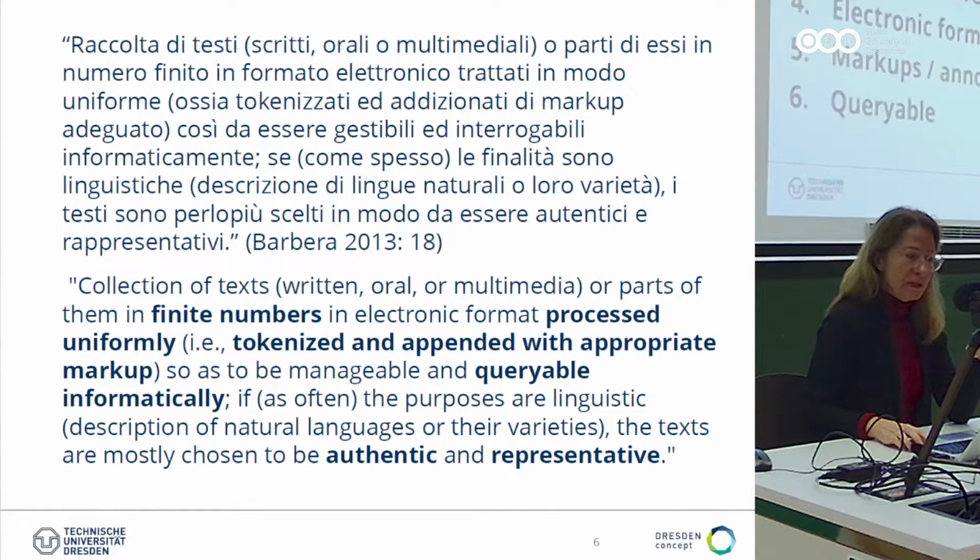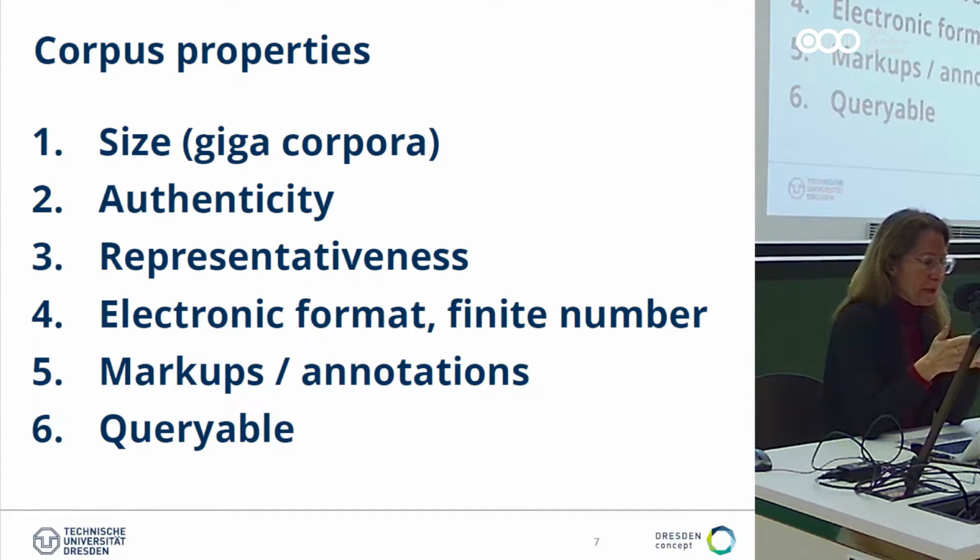Now, if we sum up these properties, we can list the 6 following properties, the most important. The first one is, of course, the size of the corpus. That is very important to take into account. Nowadays, we have what we call gigacorpora, corpora made of billions of words. This is very important. In particular, those are written text, because for oral, it's more difficult to collect such an amount of text because you also have to transcribe the oral speech. So those huge corpora are corpora of written text.